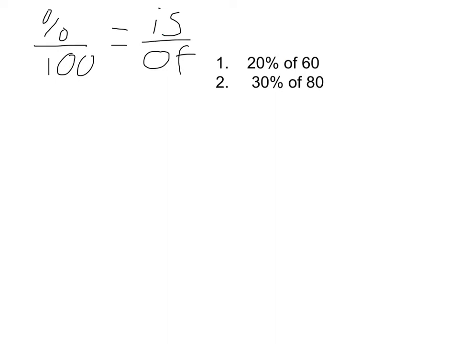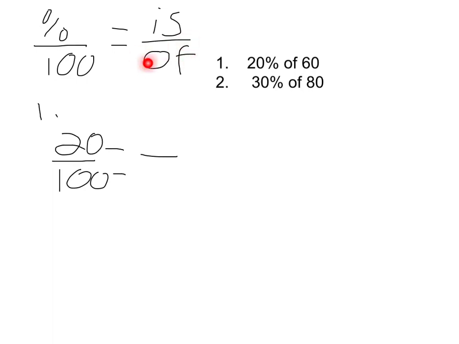Well, I know in this first one I'm going to have two different fractions next to each other. I always put the equal sign because they are equal to each other. You don't necessarily have to do that. And I always know that the denominator is 100. I also know that on problem 1, it is 20%, and the of is 60.